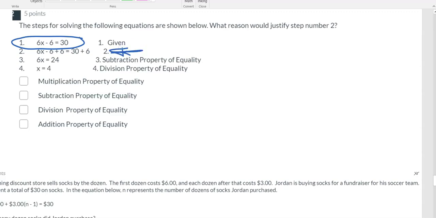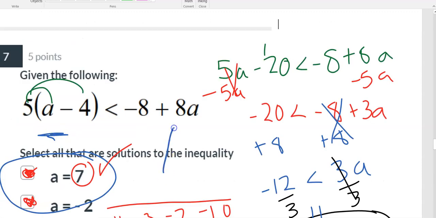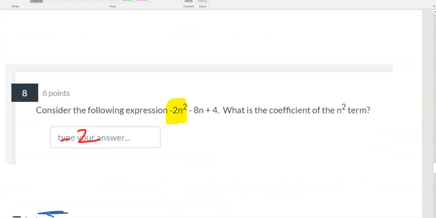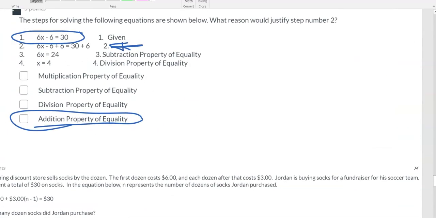If I'm adding to both sides, that's the addition property of equality. If I'd been subtracting, it would be subtraction, and so on. Just what are they doing? Okay, are they adding to both sides? Are they subtracting from both sides? All right, I just need to kind of figure that out.